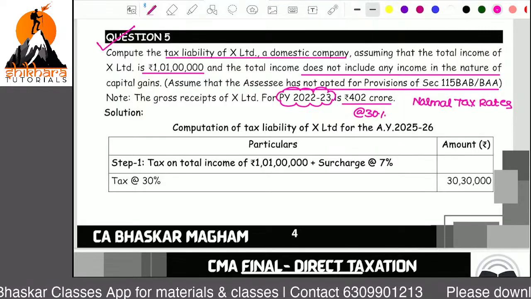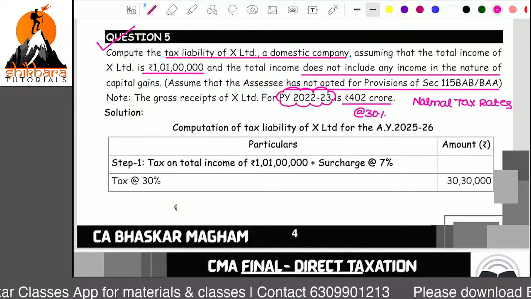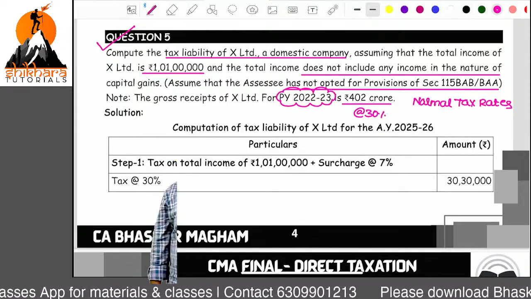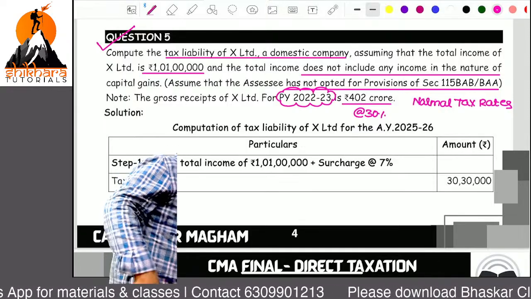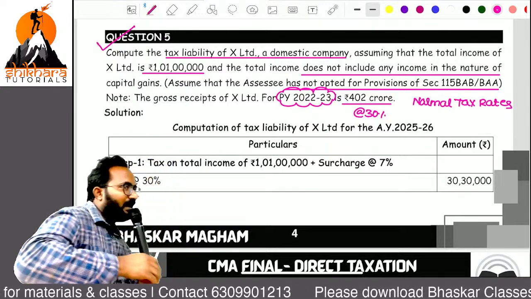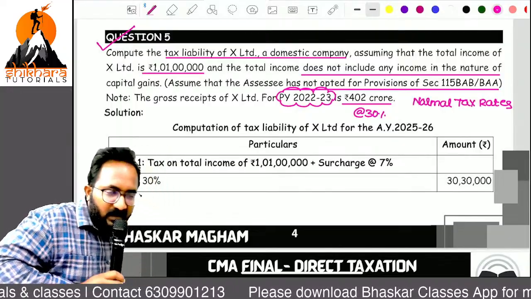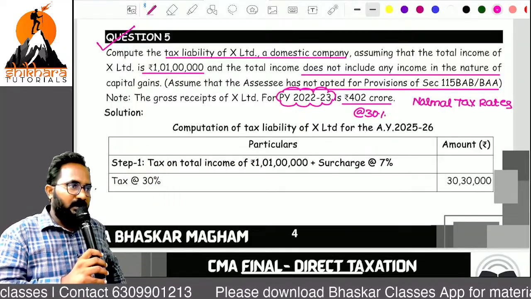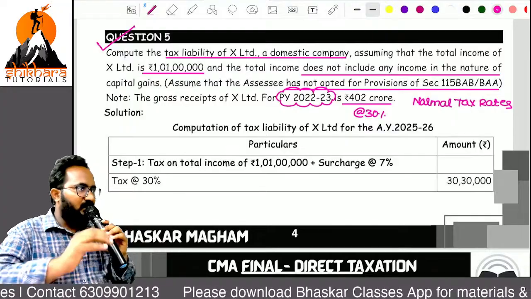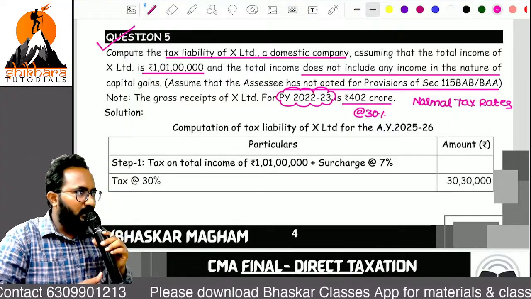In step 1, total income is more than 1 crore, so yes, you have to add surcharge. In step 2, the basic limit is what? 1 crore. No need to add surcharge. The surcharge rates for a domestic company are what? 7 and 12. But here we have to apply 7 because total income is more than 1 crore.